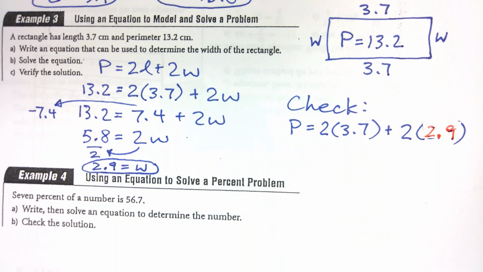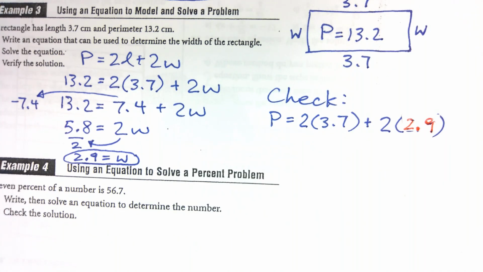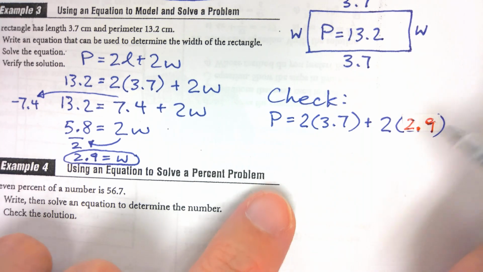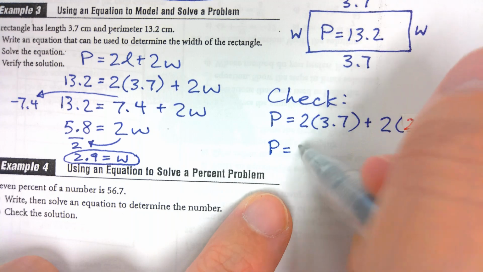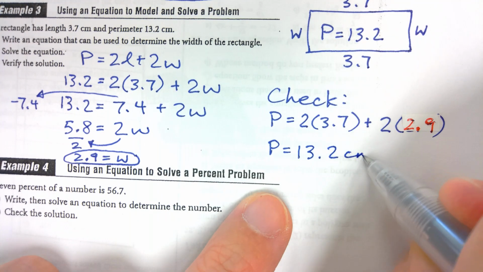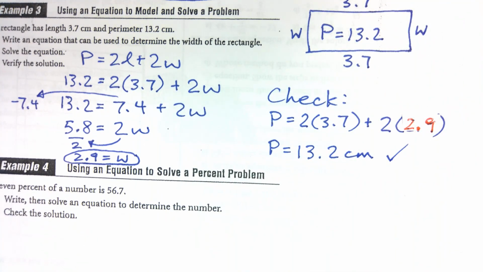Substituting it into my equation. So when I do this on the calculator, 2 times 3.7 plus 2 times 2.9, I do get the answer 13.2 centimeters. So I know it is correct.